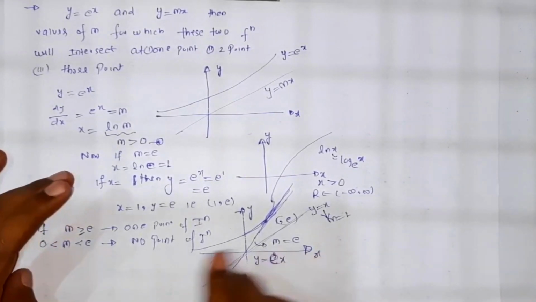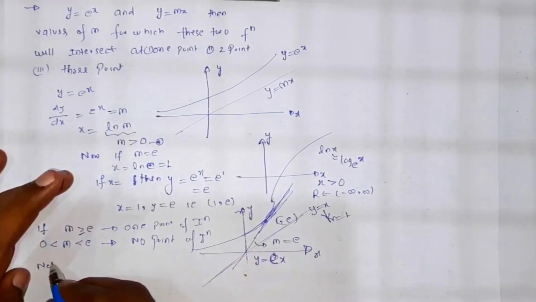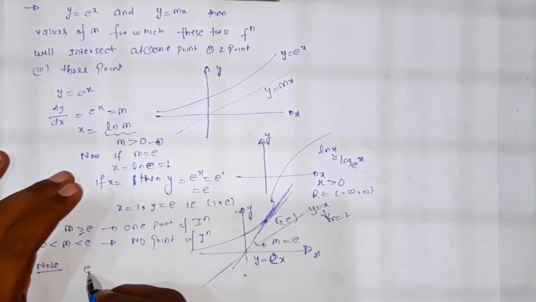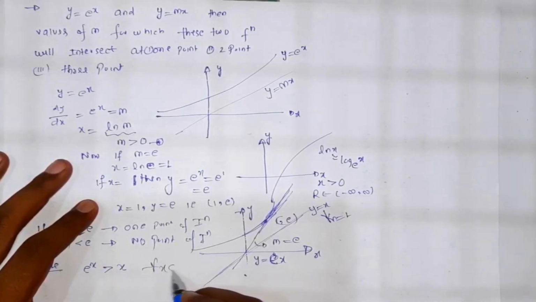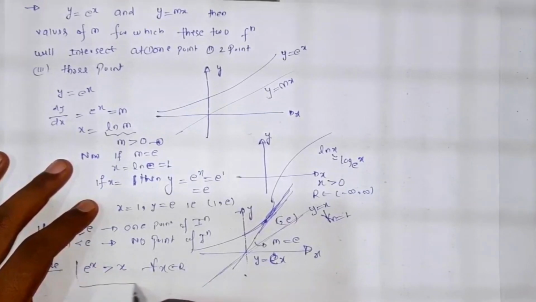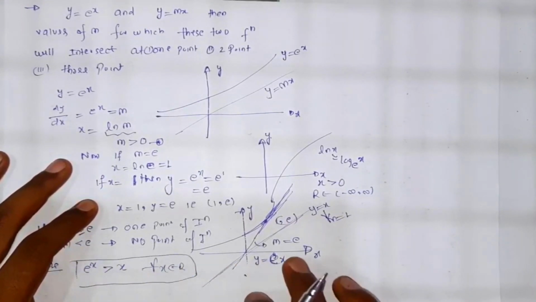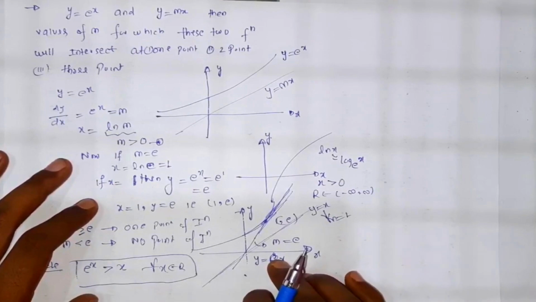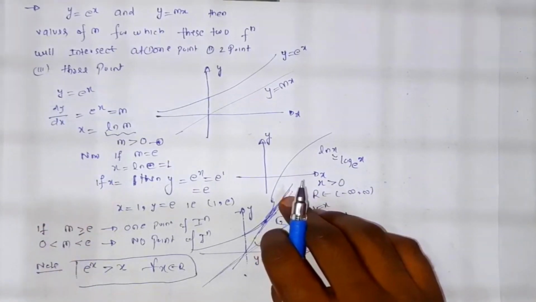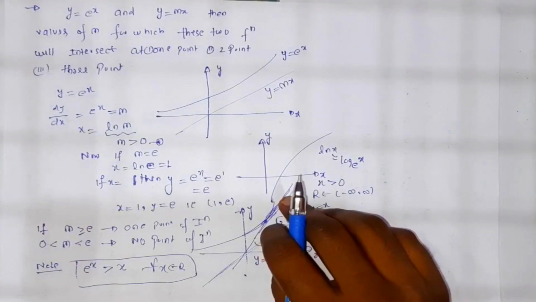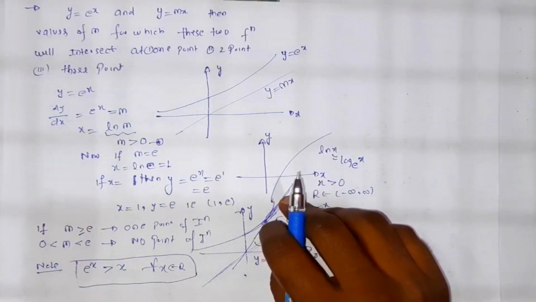So with that I can prove that e to the power x will always be greater than or equal to x for every value of x belonging to the reals. This is an inequality you should note, from this graph. I hope it is clear to all of you. Okay, so I'm going to take one more example.